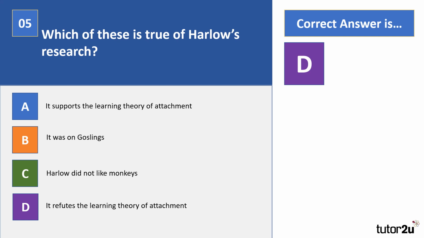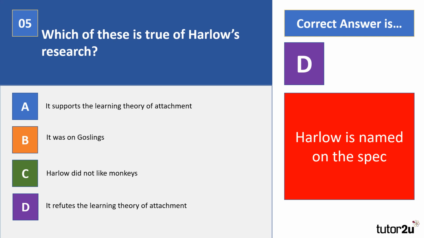Okay, so your correct answer here is D. Some of you might have put Harlow did not like monkeys, but the correct answer was D. And just like Lorenz, Harlow is also named on your specification, so very important to know the key details of Harlow's research. Now, I can guess with Harlow's research, one of the things that we often get mixed up is what kind of things refutes Harlow's research. So as well as knowing the ins and outs of Harlow's research, you can also apply it to learning theory.